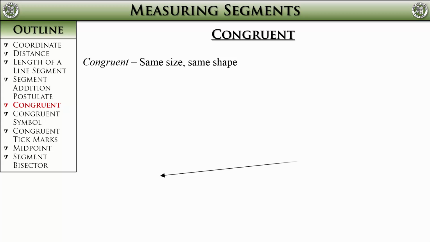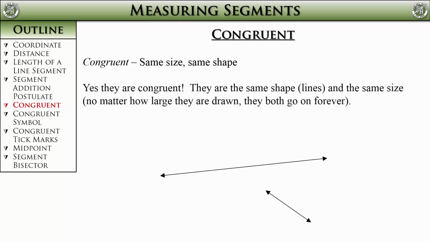Here are 2 lines. They are going in different directions, and they aren't drawn the same size. But are they congruent? Yes, they are congruent. They are both the same shape, since they are both lines, and they are both the same size. Even though they aren't drawn to the same size, they both go on forever. So because you have checked off both the same size and the same shape requirements, you can definitely say they are both congruent. In fact, any 2 lines are congruent.